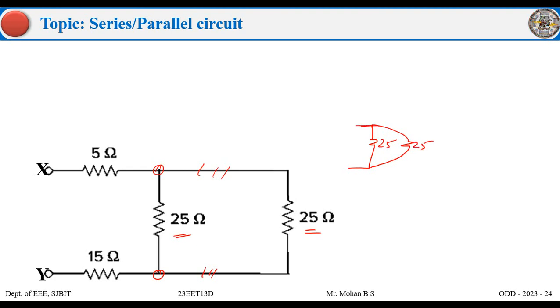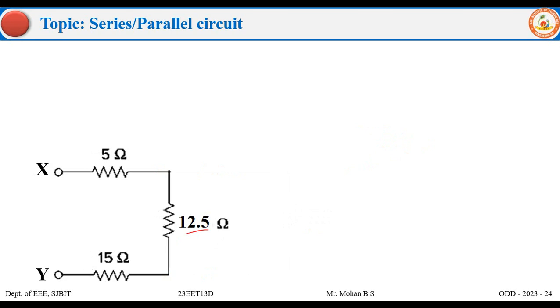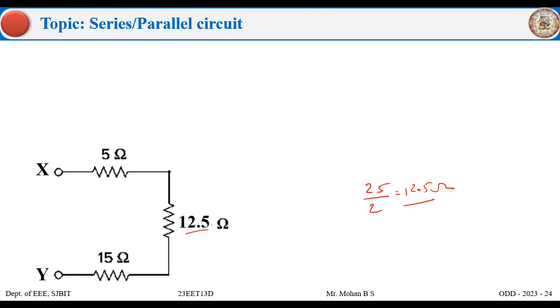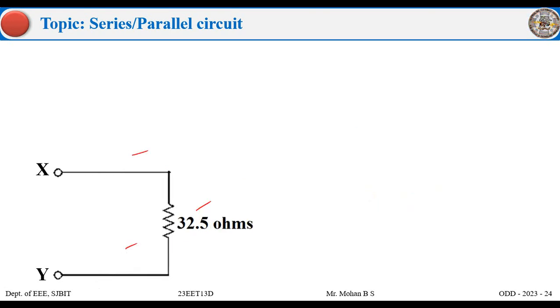And here there are no connecting wires, whereas here these are actually the mere connecting wires. Thus we can say that 25 and 25 are in parallel, which is nothing but 12.5 ohms. So the shortcut: 25 and 25 are parallel, and both have the same value, so 25 by 2, we will end up getting the value as 12.5 ohms. And now it's simple, 5, 12.5 and 15, all three are in series, thus the answer is 32.5 ohms.